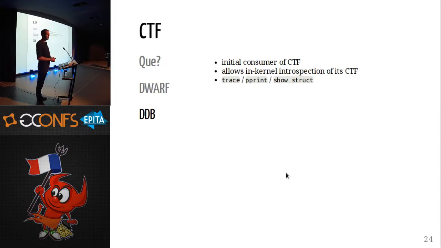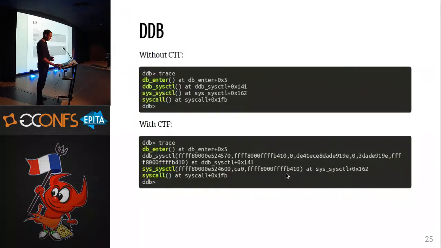Later, the bprint command became CTF aware, and most recently, the show struct command as well. So this is what trace looked like in DDB before having CTF. So as you can see, it has no idea of the number of arguments, and with DDB, so db_enter still doesn't have any, but the others are properly filled in. So that was the first validation of, wow, it's actually working, what we're producing, even though it's with the original CTF tools, but still the way we're integrating it into our kernel does work.